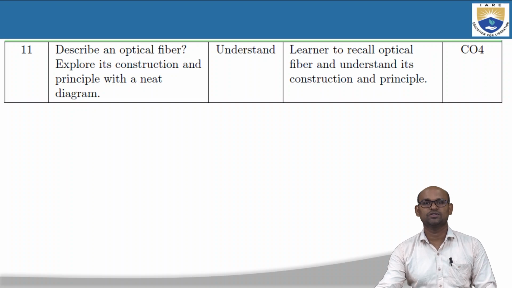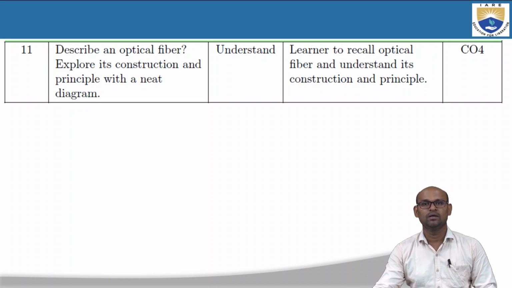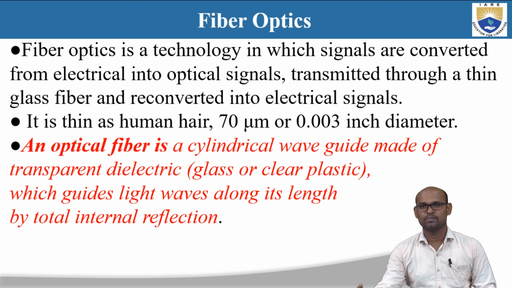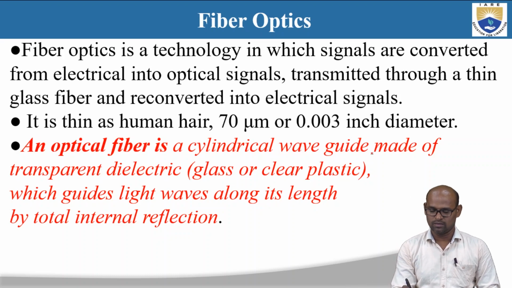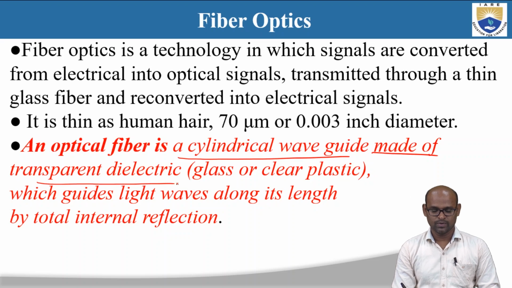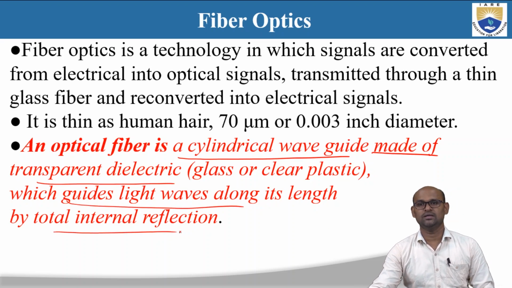Okay. So, the first question, 11th question in Module 3, is: describe an optical fiber, explore its construction and principle with a neat diagram. So, what is an optical fiber? Optical fiber is a cylindrical waveguide made of transparent dielectric which guides light waves along its length through total internal reflection.